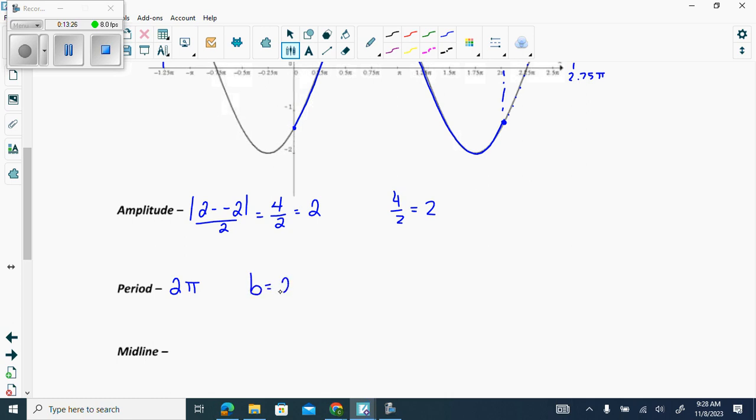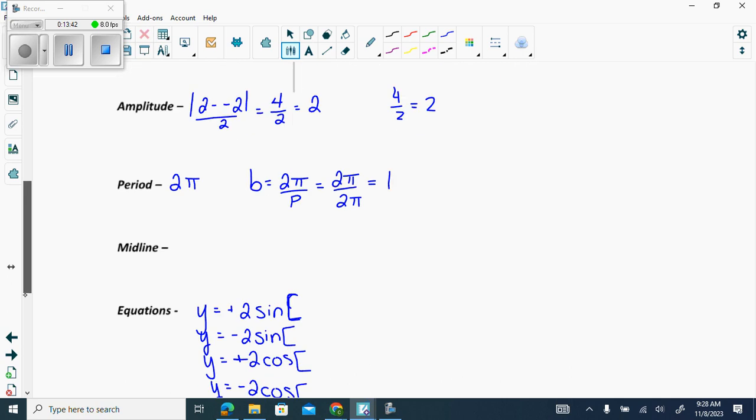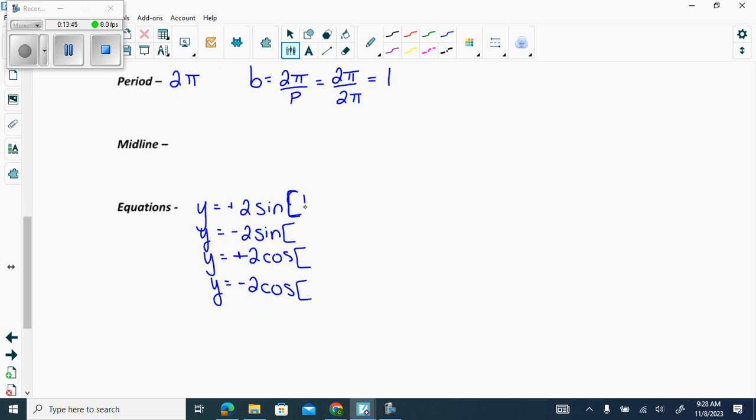B is 2 pi over the period. I'm using 2 pi because the x-axis is in radians. So I do 2 pi divided by 2 pi, which is 1. If the period is 2 pi or 360, your B value is 1. You should rejoice. There's no hard work there, because you have no horizontal stretch. 1, 1, 1, 1. x, x, x, x.